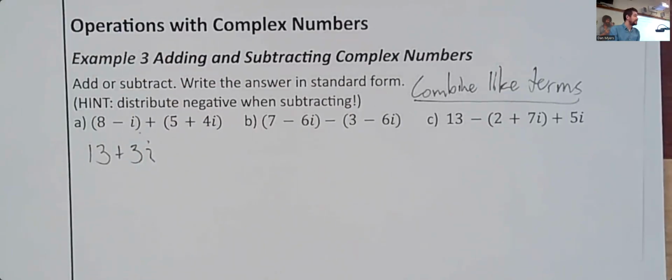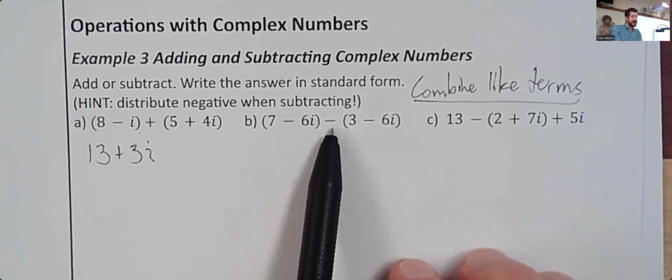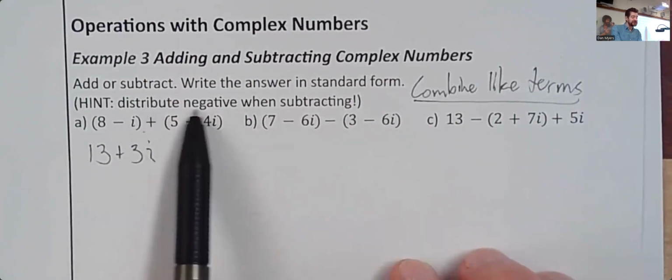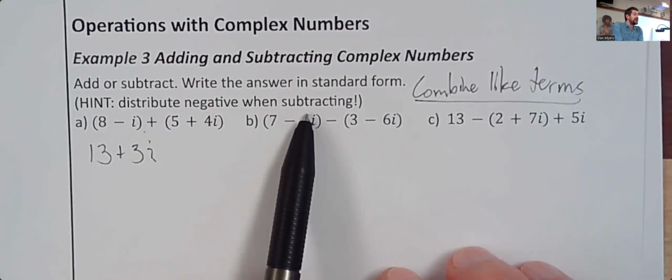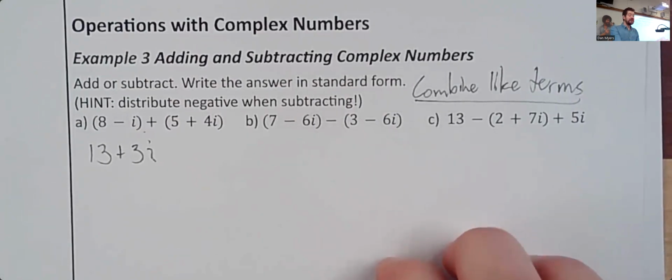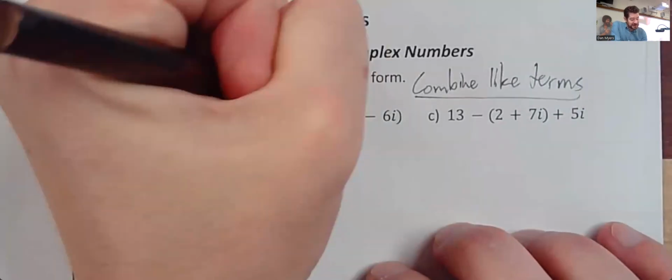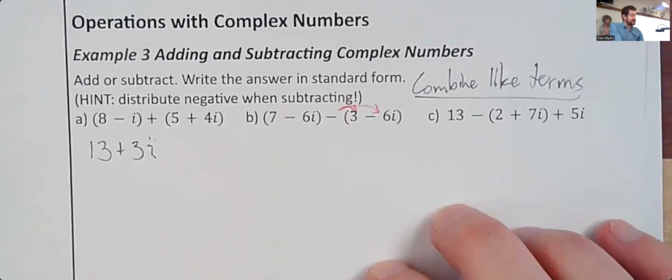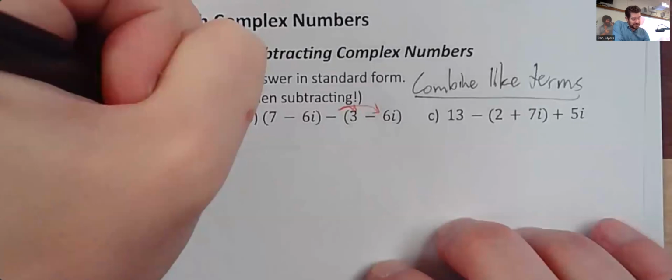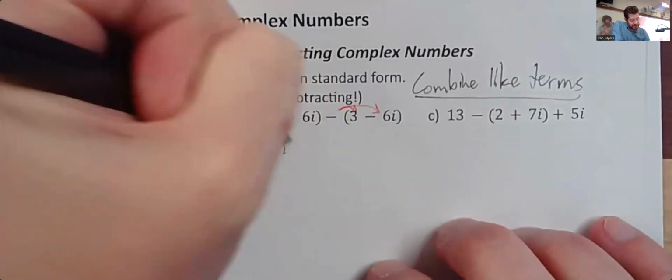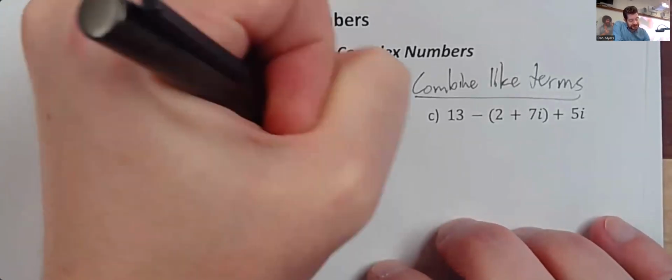13 plus 3i. Now there's a hint underneath here, because whenever you are combining like terms and you have subtraction with that second set of numbers, you have to distribute the negative. This doesn't change how we do any of the math that we've learned how to do previously. We're just kind of adding on to the things that we already knew how to do. So if you distribute the negative, that would give you 7 minus 6i minus 3 plus 6i.